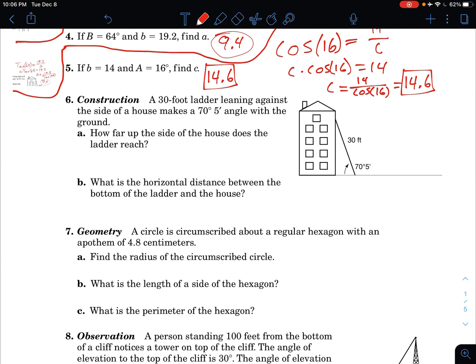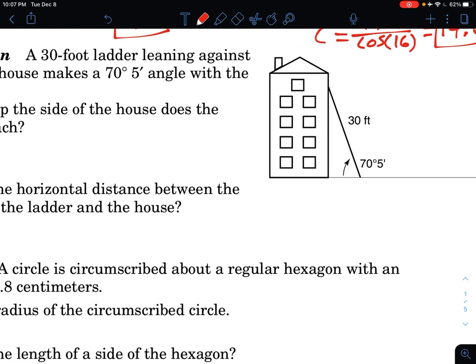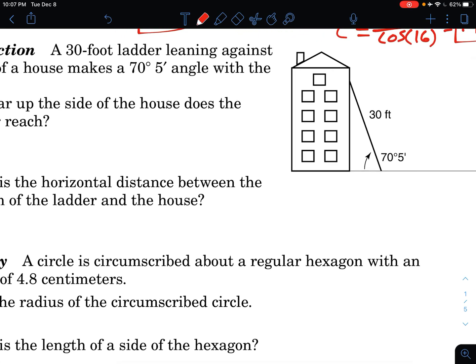Alright, number 6 takes a little bit more thinking. It's a little bit of a word problem. We're doing construction. We have a 30-foot ladder. That's our given. So 30-foot ladder, that's going to be our hypotenuse in this right triangle.